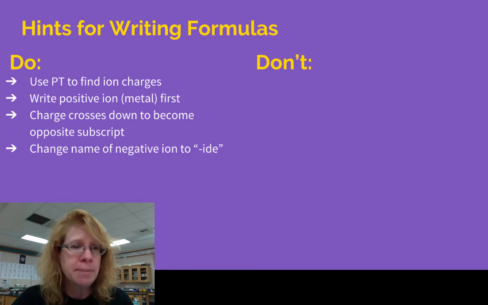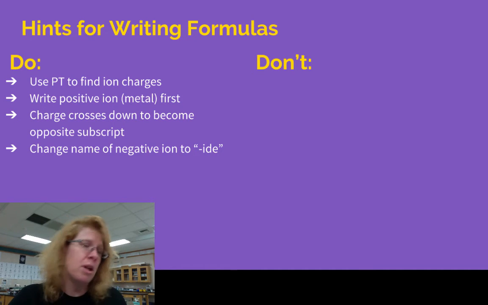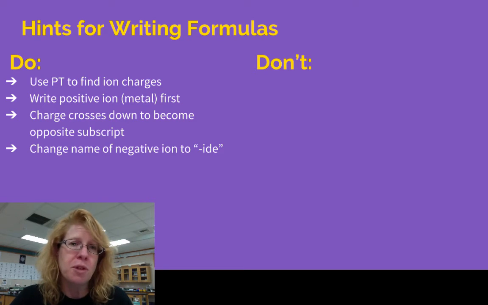They don't participate. When you're writing your formulas, always write the cation first. I know I didn't say that earlier, but if you look at all the examples that I've done, the cation always goes first and the anion always goes second. It's just kind of by a common agreement among chemists that we always put the cation first.